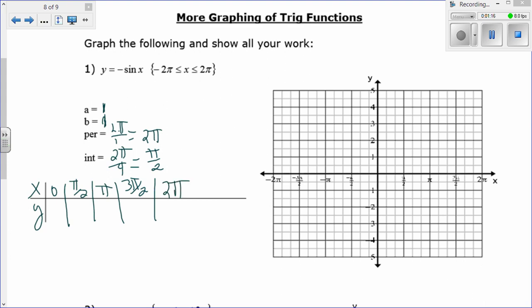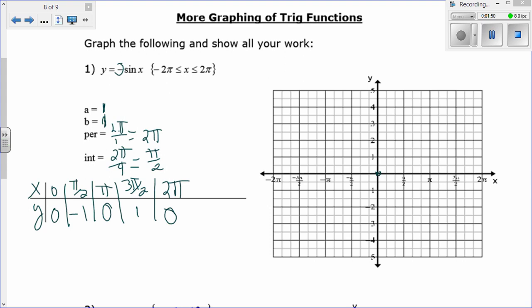This is sine. The sine of 0 is 0 times negative 1 is 0, because that's just a negative 1 out in front. Pi over 2 is 90. The sine of 90 is 1 times the negative 1 out in front, so it's negative 1. 180 is pi, so the sine of 180 is 0 times negative 1 is 0. 3 pi over 2 is 270. The sine of 270 is negative 1 times the negative 1 out in front is positive 1. 2 pi is 360. The sine of 360 is 0 times negative 1 is 0.